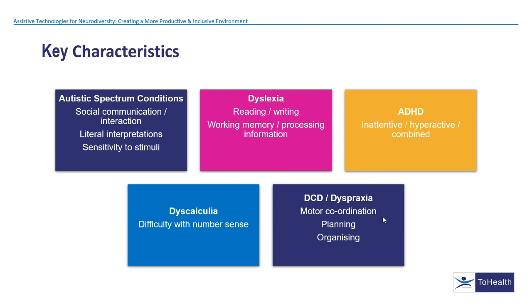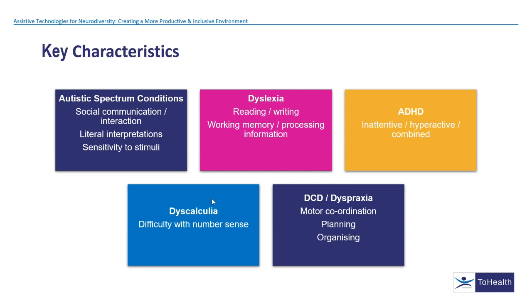Dyscalculia. It is estimated that 20% of the population do have dyscalculia. This is a real difficulty with number sense, so it's not just a case of, oh, I'm not very good at maths. It's a persistent difficulty trying to grasp numbers. You have a problem learning number facts and procedures. It can affect your ability when it comes to timekeeping or even telling the time. So it's quite a persistent difficulty, all of these are.